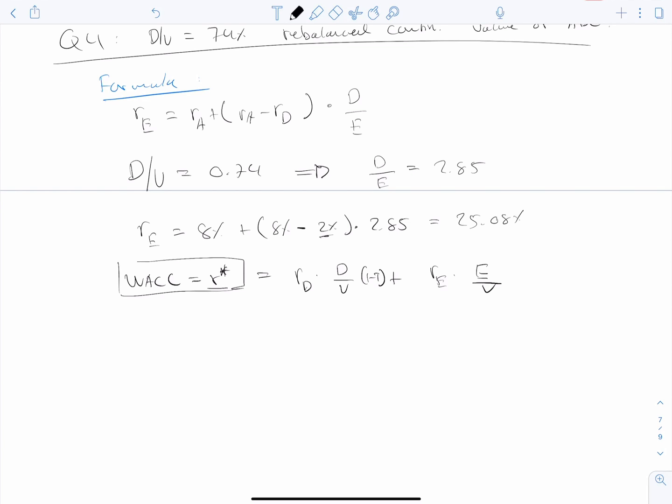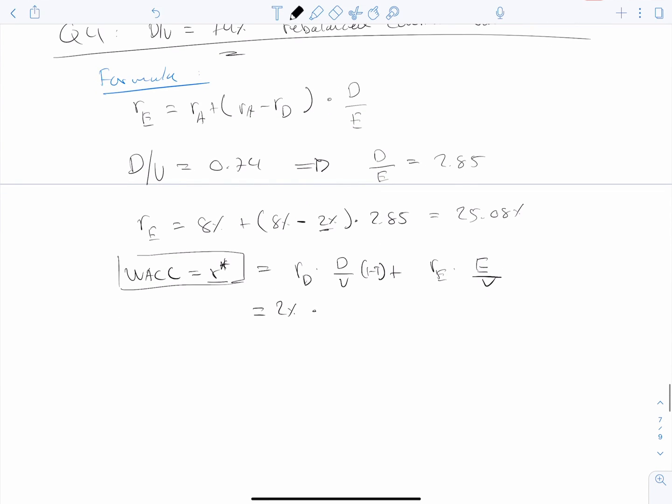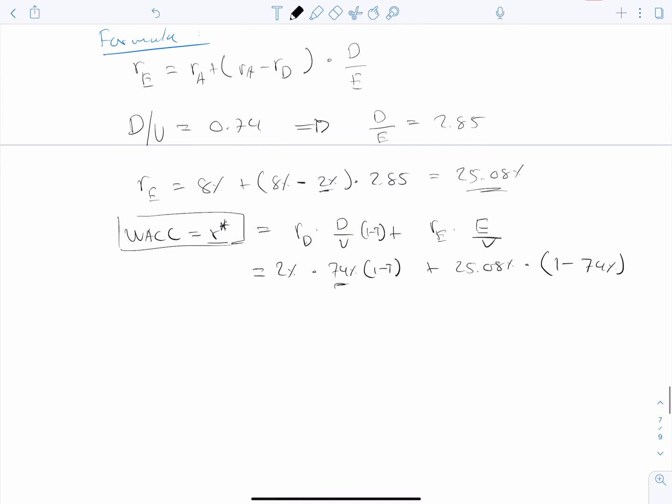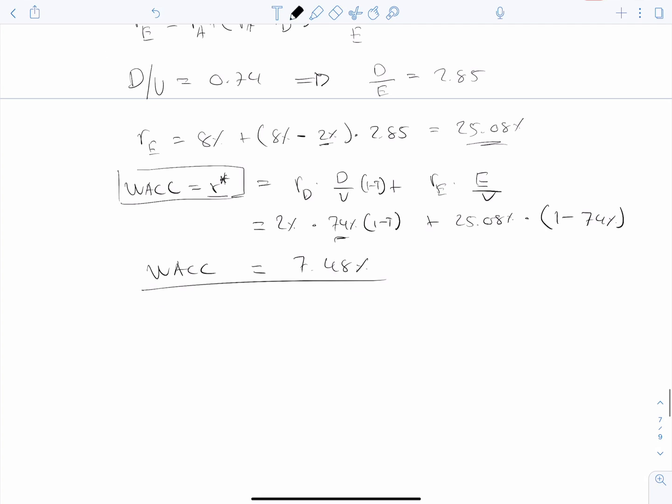Good. So we do that, and we say that the return on debt is 2%. And we know that we have 74% debt, right? And we know that we have a tax rate of 35%, but let's just write t here. And then we use this number, 25%, 0.08. And how much equity we have is basically 1 minus 74%, right? It must be the opposite of this. If you run the numbers, you find that WACC is equal to 7.48%, or our R star, just one line here.